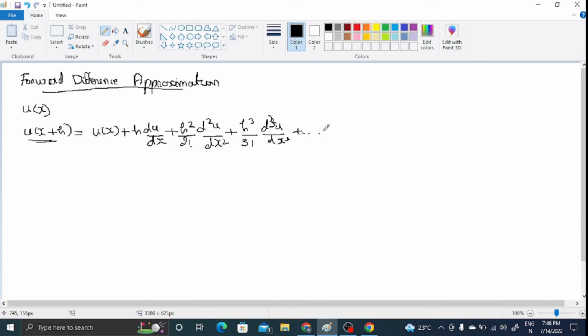Please note, u of x is a function, so we can write u of x plus h, the next point of x, is equal to u of x plus h into du by dx plus h square by 2 factorial into d square u by dx square plus h cube by 3 factorial into d cube u by dx cube plus etc. So we can write it as equation number 1.